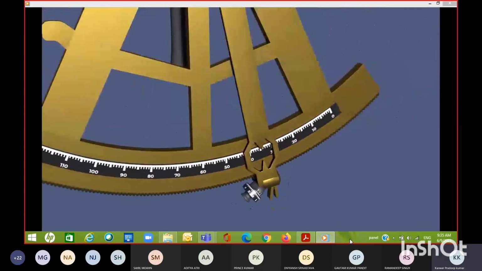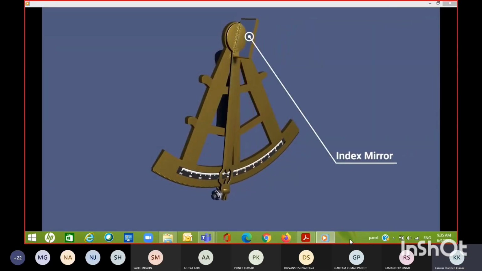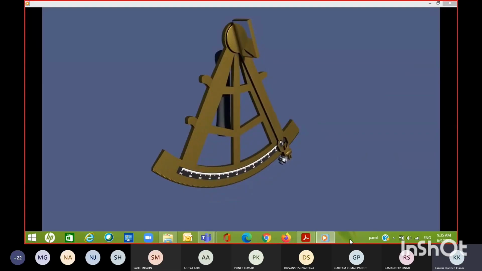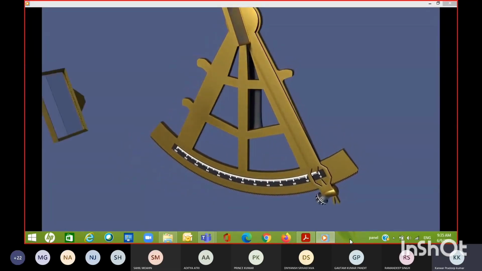The mirror that's attached to the index arm is the index mirror. It's attached rigidly to the arm so that it moves as the arm rotates. The scale that we looked at is related to the angle that you use the index arm and, consequently, this index mirror. The second mirror is the horizon mirror, and it's attached rigidly to the frame.